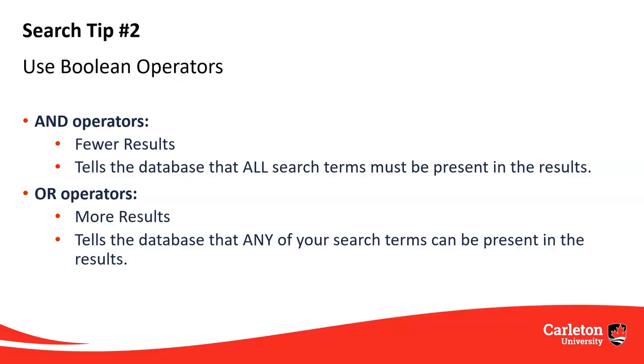Let's first look at Boolean operators. Boolean operators link your search words together to narrow or broaden your results and help you find exactly what you're looking for. So we'll first start off with the AND operator. This helps you refine your results. It also tells the database that all search terms must be present in the results. This is really good if you want to link two or more different concepts or ideas together. On the other hand, the OR operator expands your results, tells the database that any of your search terms can be present in the results, and allows you to search for synonyms or different ways of saying the same thing.